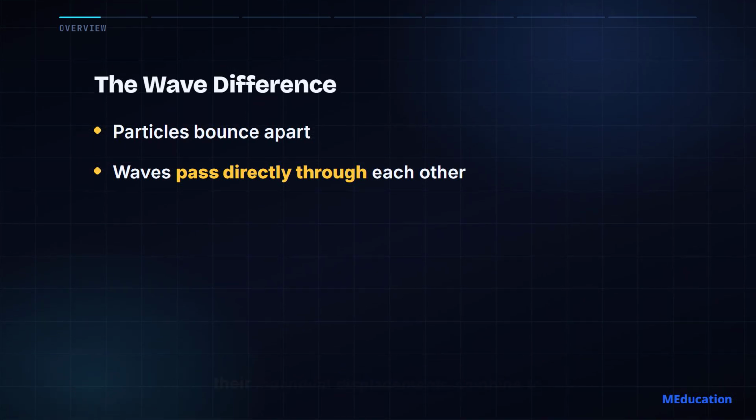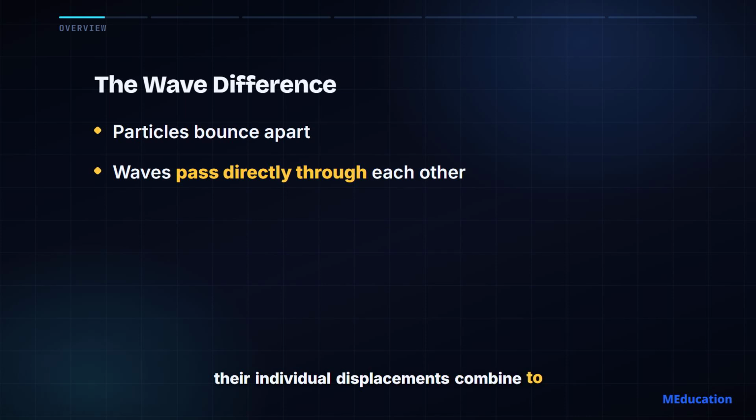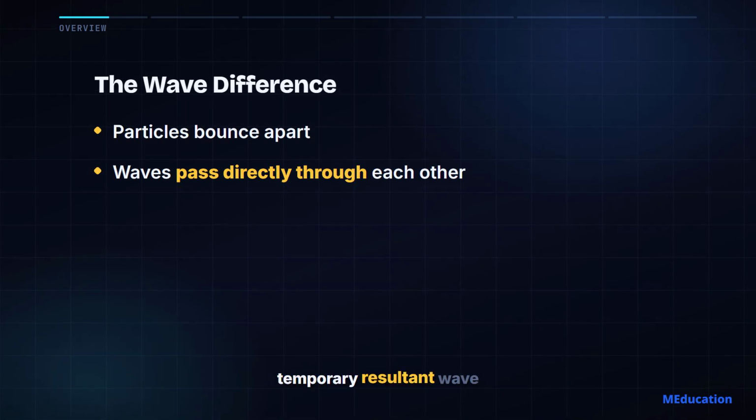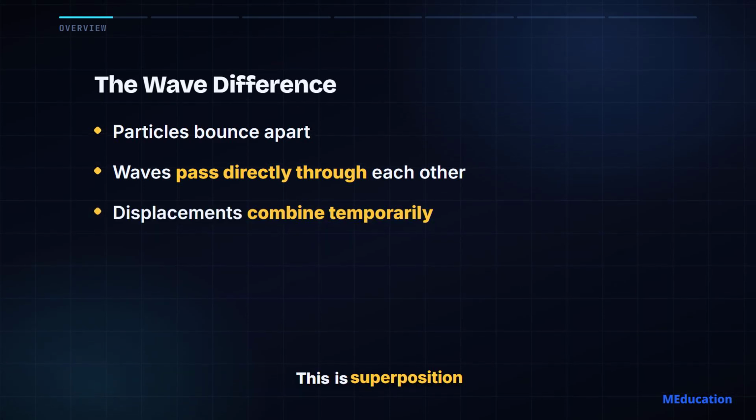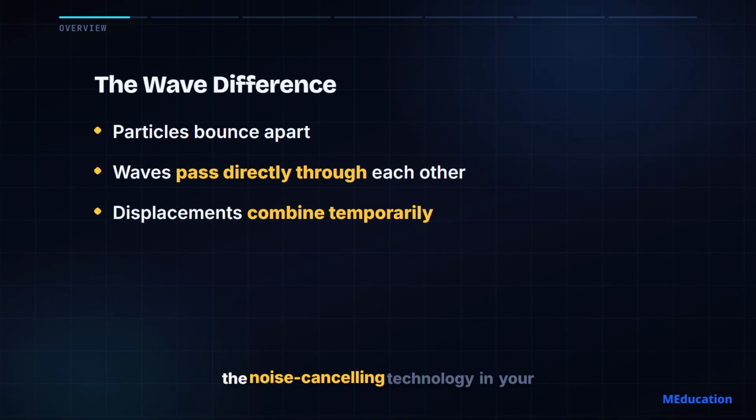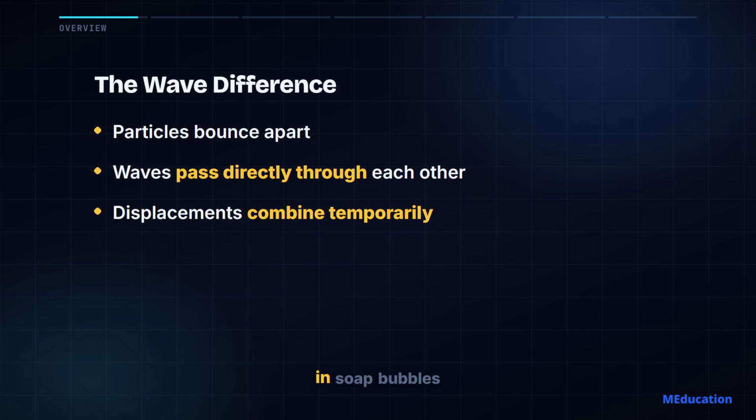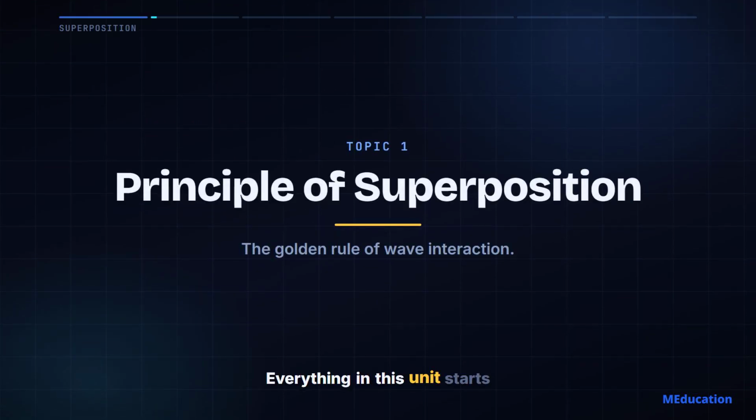As they overlap, their individual displacements combine to create a single temporary resultant wave. This is superposition. In this unit, we will take the abstract mathematics of wave phase and use it to explain the real world: the noise-canceling technology in your headphones, the vibrant colors seen in soap bubbles, and how physicists measure atomic spectra. Everything in this unit starts with one rigid, fundamental rule.